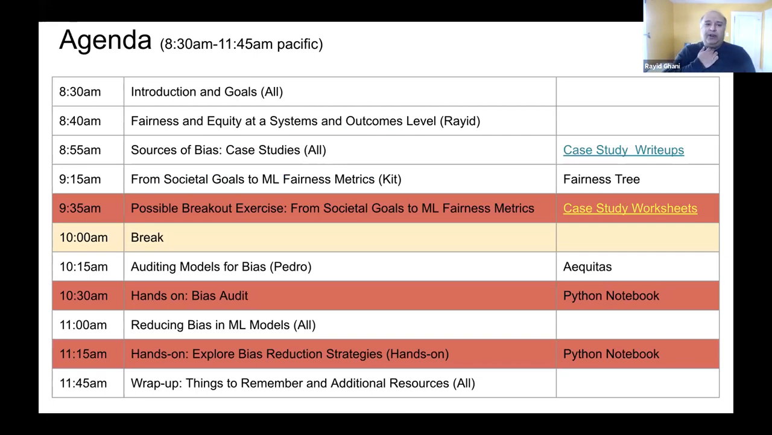It's about 3 hours. We're going to have a break, and we'll keep switching between breakouts and hands-on things, so hopefully people don't get too bored. The overall idea is to start with fairness and equity at the systems level, thinking about how we build those types of systems. Then we'll look at where bias typically enters an ML or AI system, and go through different sources of bias through case studies. From there, we'll move to the social and societal goals of a system, to the fairness metrics we care about, and then auditing models for those metrics and for bias and fairness. Then we'll take a few representative methods for reducing bias and test them out in practice to see the impact on both bias and, say, accuracy metrics. So that's the plan for the next few hours.